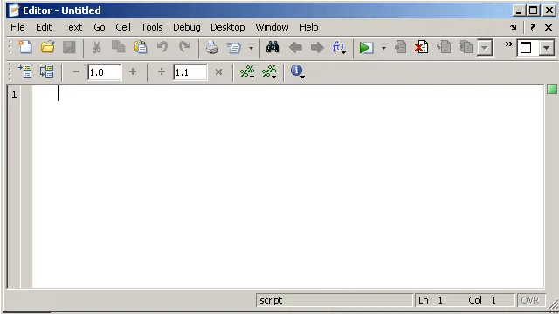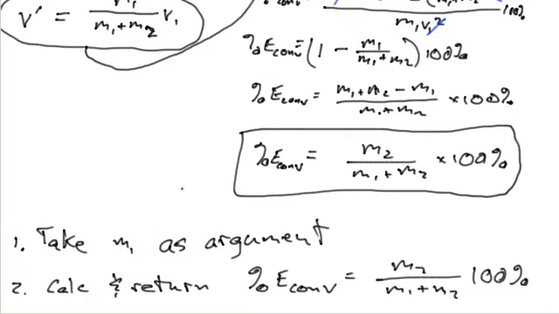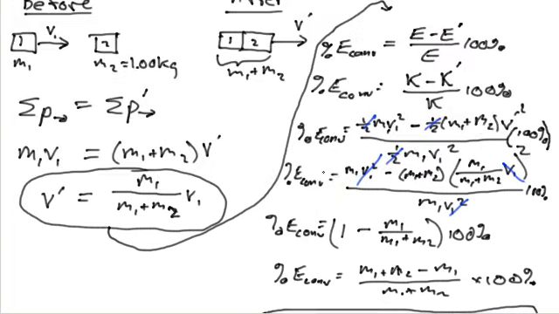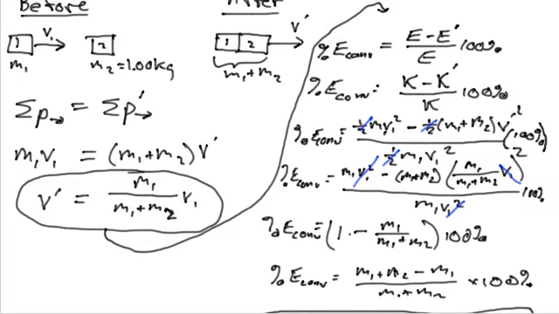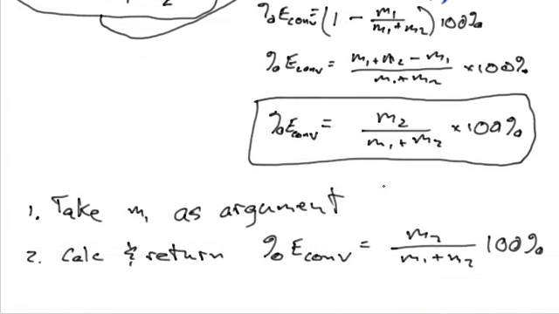And let's get back, see what I gotta do. I gotta write a function that takes M1 as an argument and then calculates and returns this, where it's gonna use the fact that M2 is equal to 1 kilogram, if I recall correctly. Let's actually take a look at that. Yeah, M2 is 1 kilogram. I got it written down on my work here.